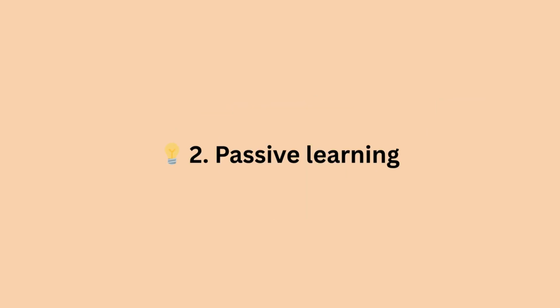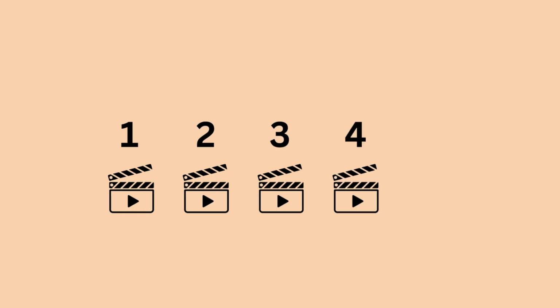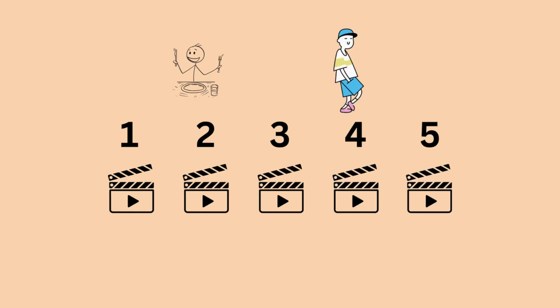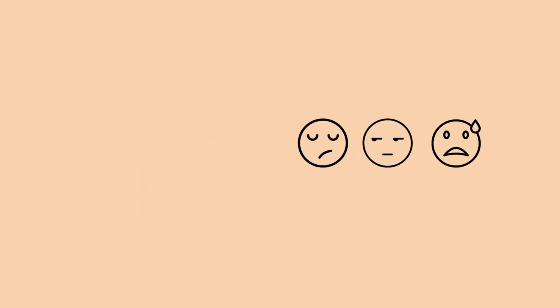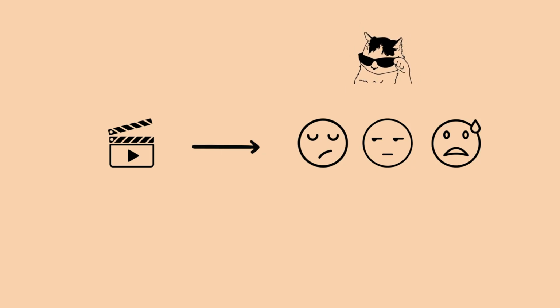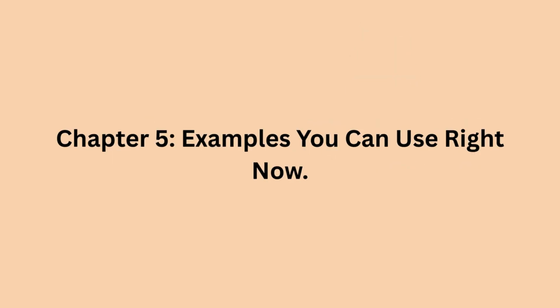2. Passive learning. Make 5 VEOs. Loop them while you eat or walk. Feels like background noise, but your brain picks it up. 3. Group sharing. Your friends are bored too. Send them a VEO of your notes. Study meme style.